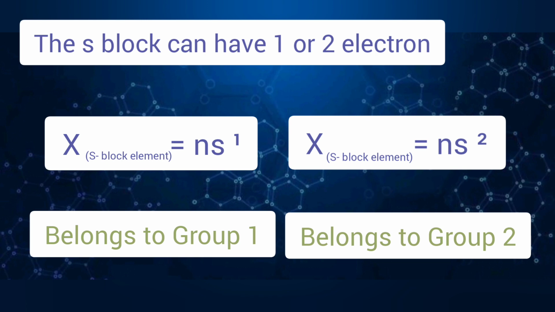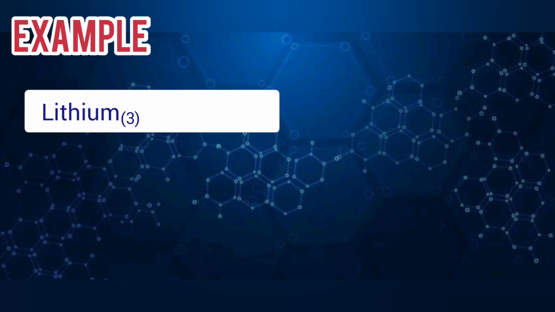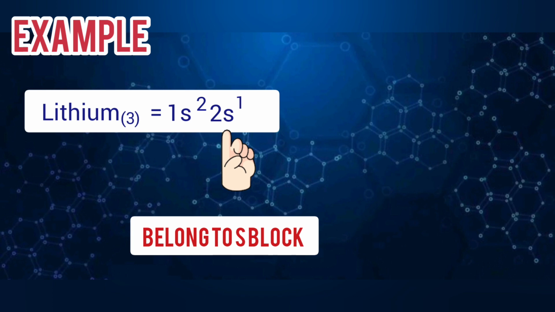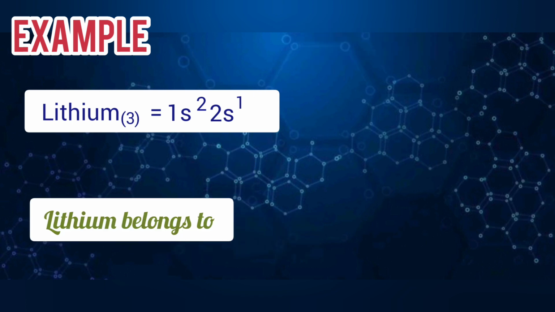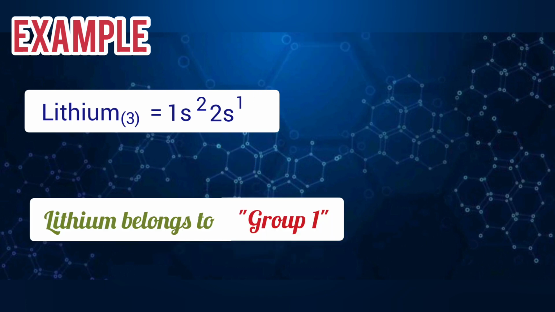So if it is s1, then group 1. If it is having s2, then it belongs to group 2. Let us understand this with an example. We will take the example of a very simple element, which is lithium. Atomic number is 3, so the configuration is 1s2 2s1. As we can see, it belongs to the s block, right? And it has one electron, and hence we can conclude that lithium belongs to group 1.